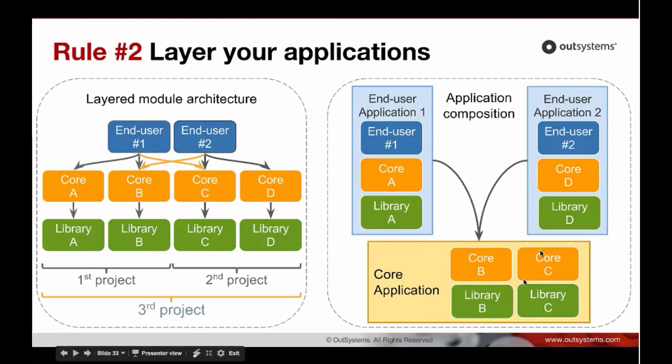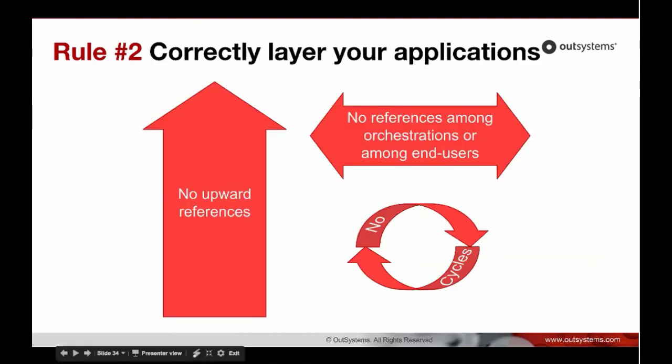So I could have started even in the first project by having two applications. But all I'm saying is that it's not very severe to start everything in one application, because refactoring the applications is cheap. You just need to move modules from one application to another. Now, this means that you also need to avoid upward references, side references among orchestration and end user applications, and avoid cycles to correctly layer up your applications. And you can use the discovery tool to find these violations and help you fix these problems.